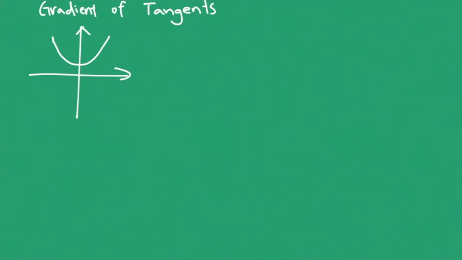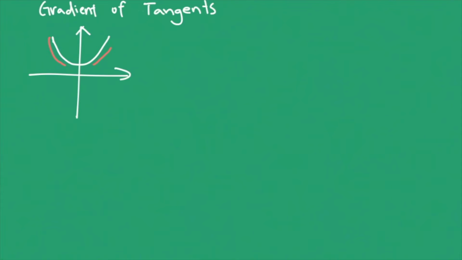Let's consider this parabola. As we can see in this part of the parabola, there's a negative gradient. But in this part, the gradient became positive since it's going up. So that's why the gradient of a curve is not constant.